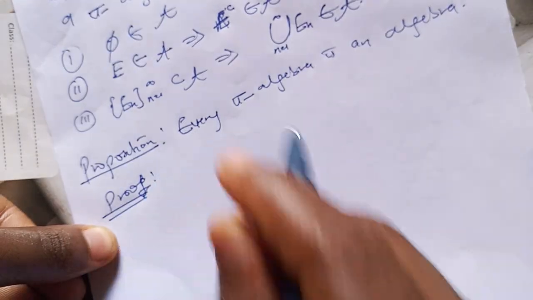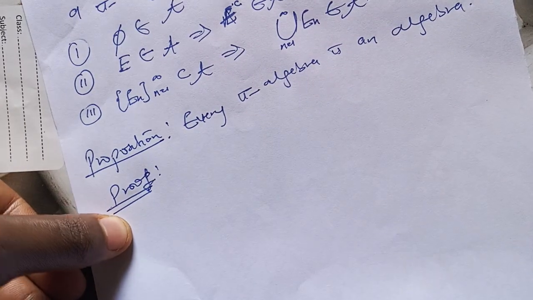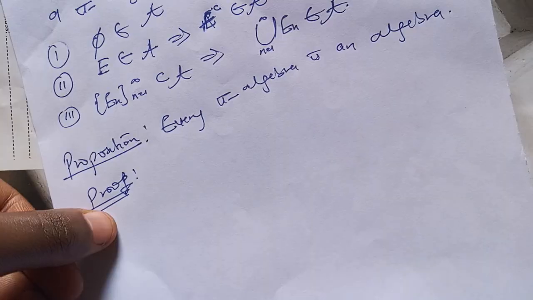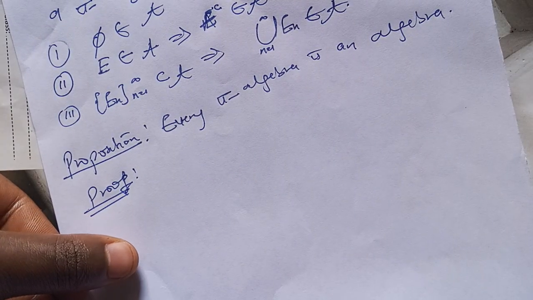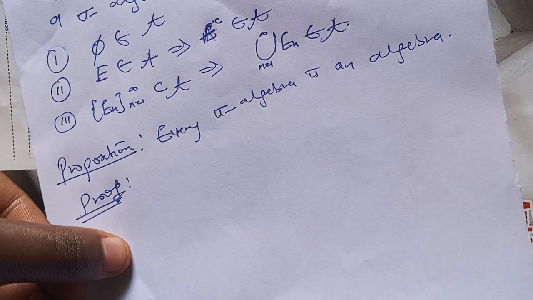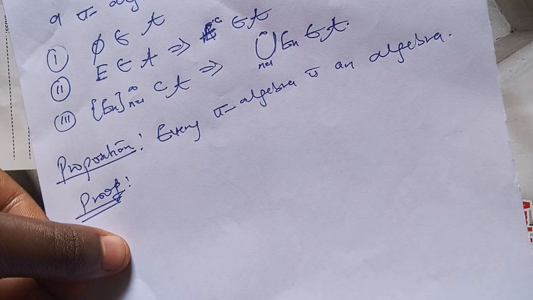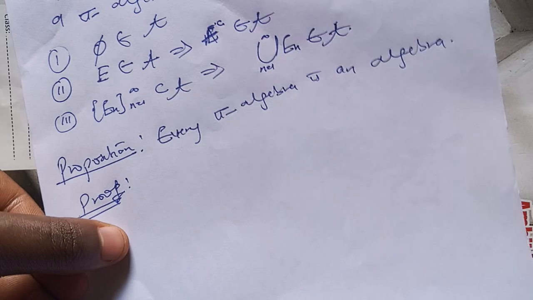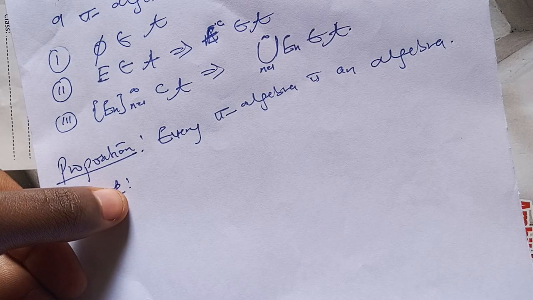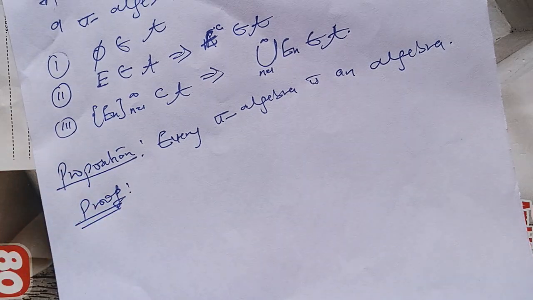Proof. Let's prove this. This is a very interesting proof. We want to show that every sigma algebra is an algebra. Observe that the converse is not true: not every algebra is a sigma algebra. But every sigma algebra is definitely an algebra. To prove this, we have to show that this sigma algebra satisfies the conditions of being an algebra.